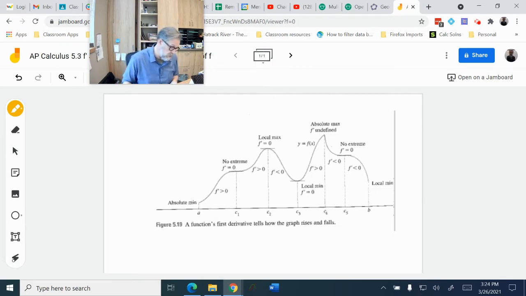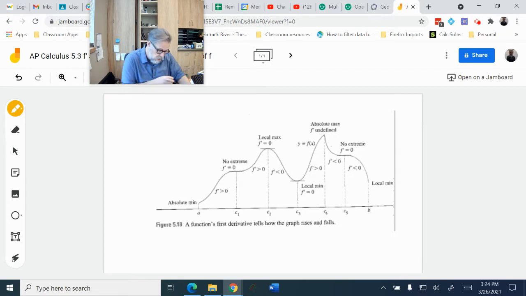So welcome to chapter 5.3 in our calculus book. This section is all about connecting the graphs of derivatives and second derivatives to the original function.